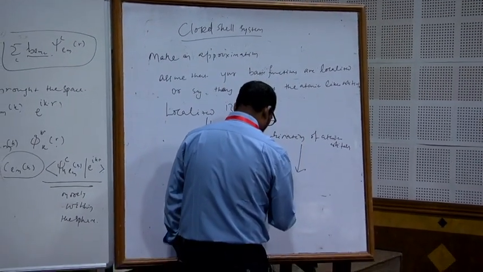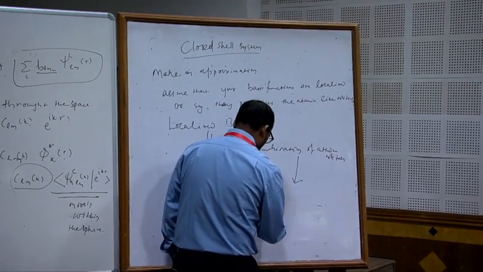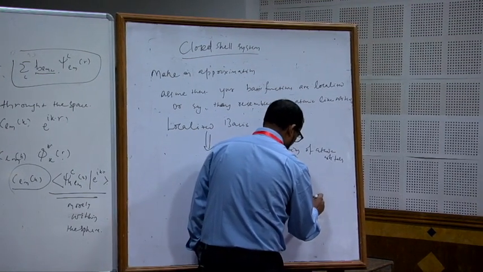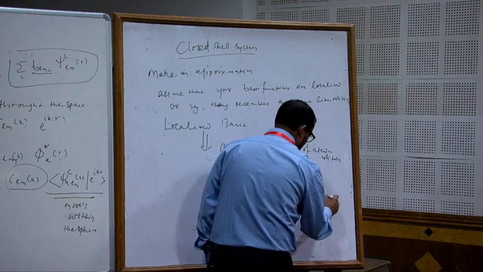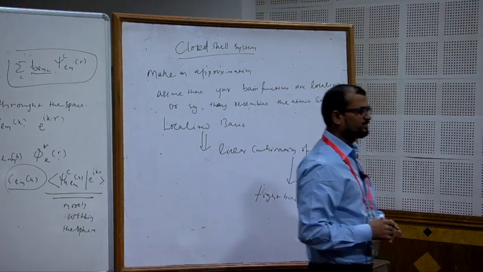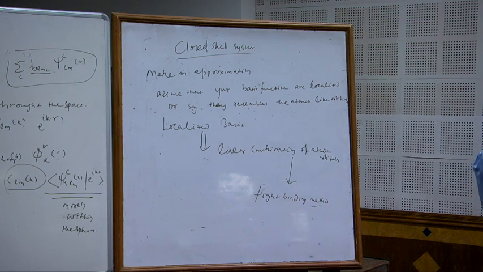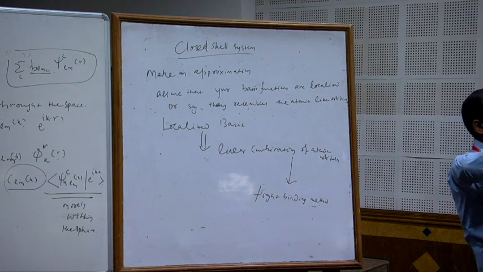That leads to a tight binding method. Here you assume that your basis sets are localized, they're atomic-like. They interact with the nearby ones. They really don't interact with the ones that are far away.